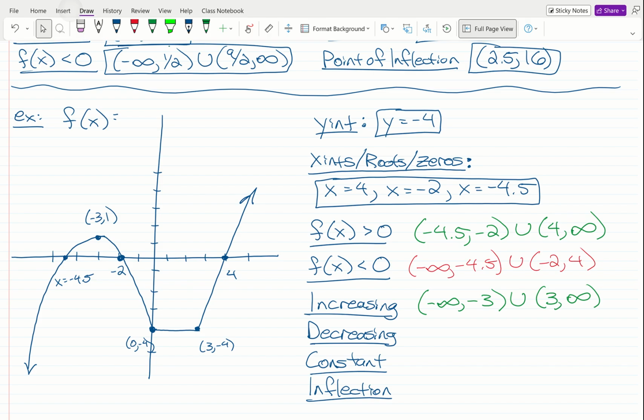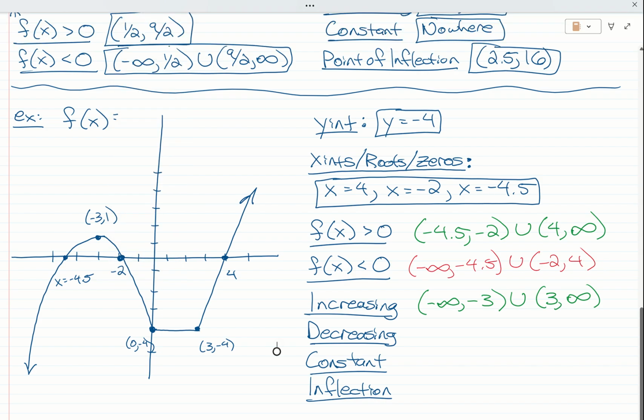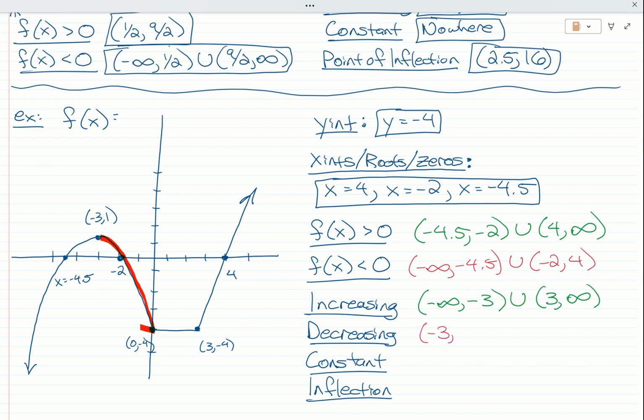Where is the graph decreasing? Well, that would mean the graph is going down from left to right. So let's figure out where that happens. It's going up, up, up, and then down, down, down. It looks like that's the only part where it's going down, right? Remember, we always go from left to right. So we're going to document that. This happens from -3 to 0. We're always listing the x values where that happens.